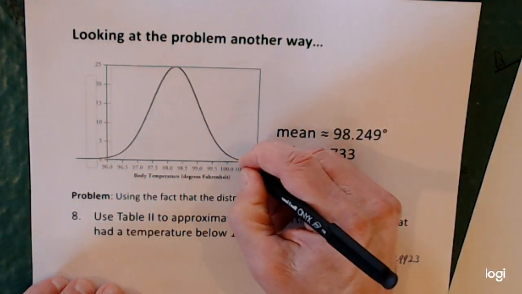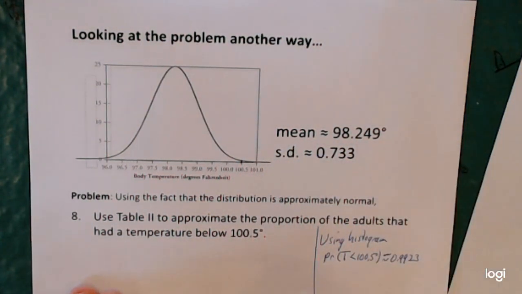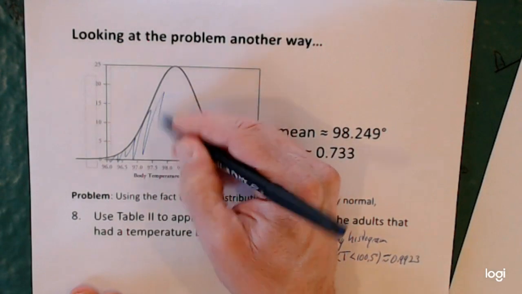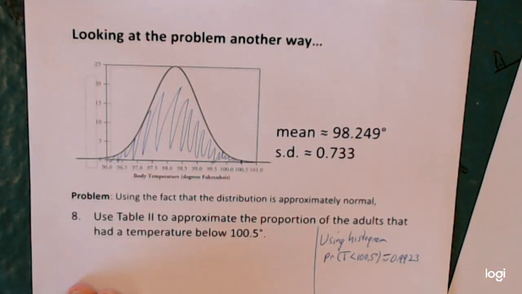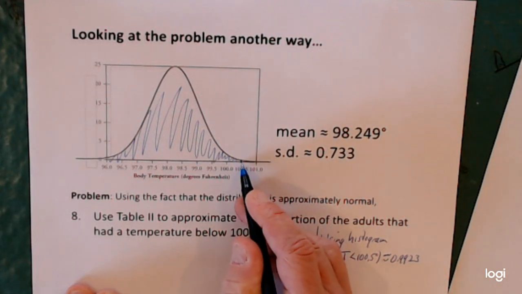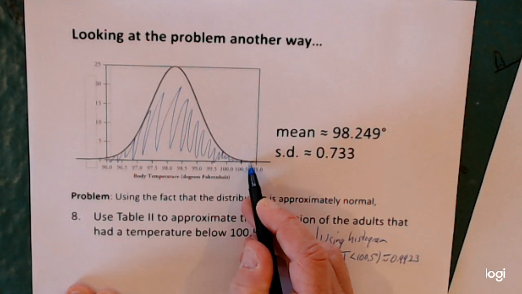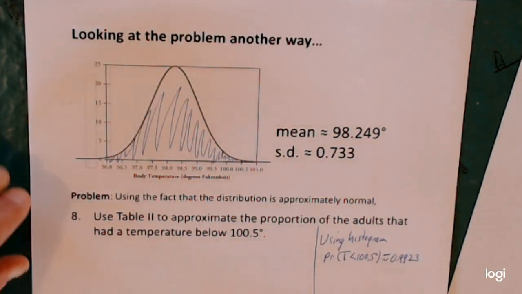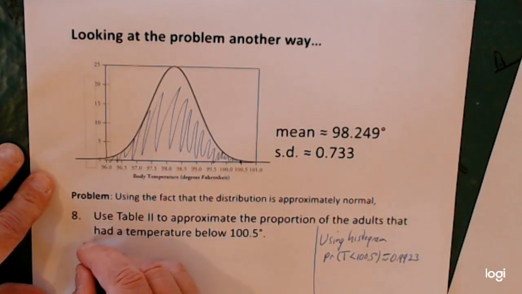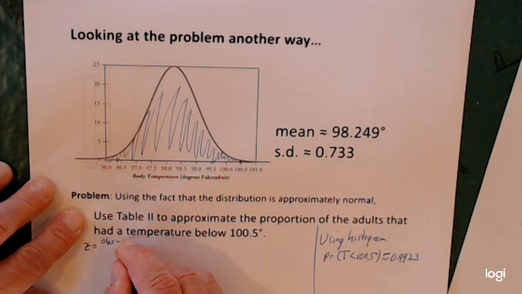Okay, so now let's use table 2 and the fact that it's a normal distribution. Okay, so we're talking about 100.5, and I want the proportion of adults that had a temperature below 100.5, so I'm looking at that whole area, right? It's a huge proportion, right? Only a few observations would be above 100.5. Most of them would be below. Okay? So what we'll do is we'll find the z-score for 100.5.